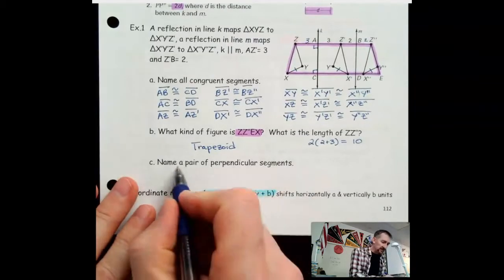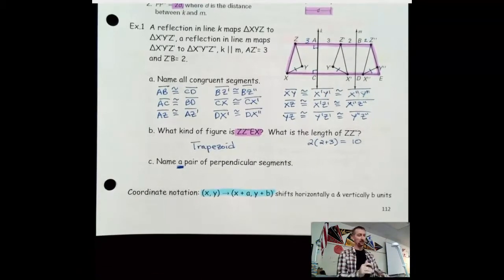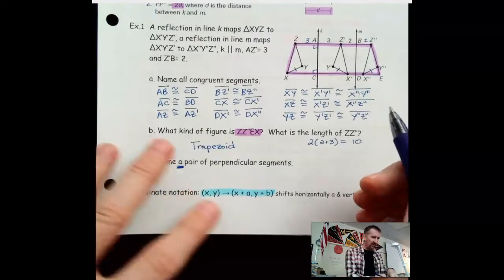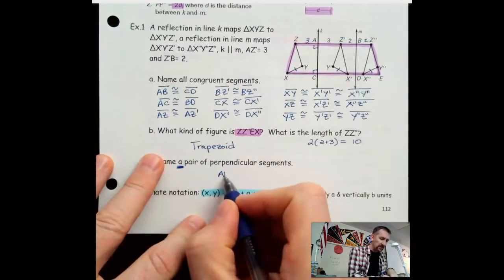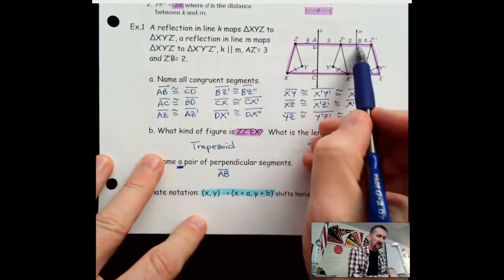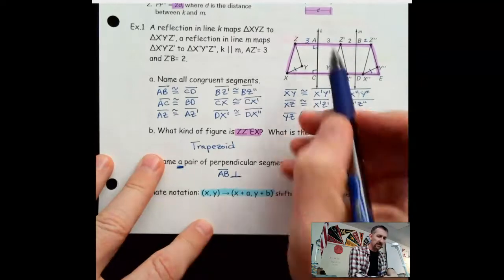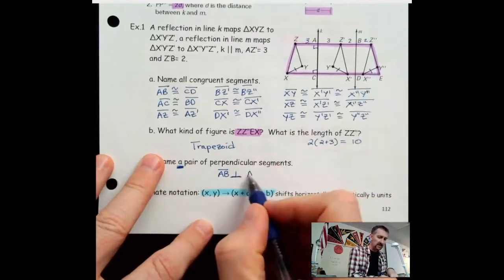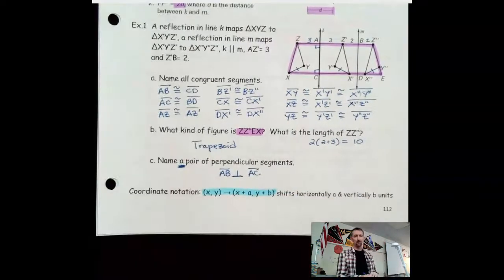Alright, now the nice thing about this question is it just asks us for one pair of perpendicular segments, not all of them. So alphabetically, we're supposed to try to stay with A if possible. So AB is the best alphabetical segment there, and AB is perpendicular to something. I kind of have it marked right here. Segment AB is perpendicular to segment AC. All right, so we have that.